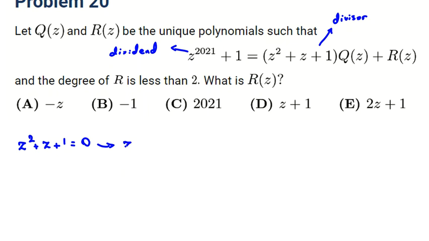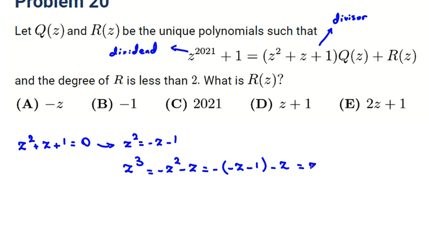Okay. So when it is 0, z squared equals negative z minus 1. Now let's calculate z cubed. We multiply both sides by z, giving negative z squared minus z. Again, I replace z squared with negative z minus 1. So it will be negative z minus 1 minus negative z minus 1, which is plus 1 minus, and it cancels, so we've concluded that z cubed is 1.